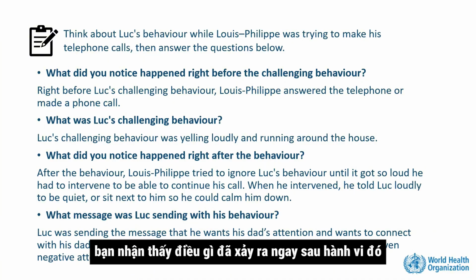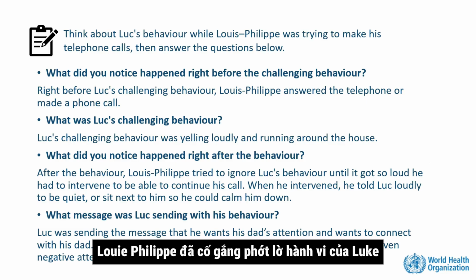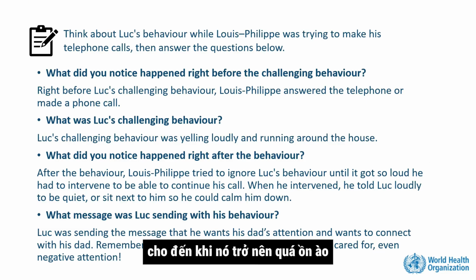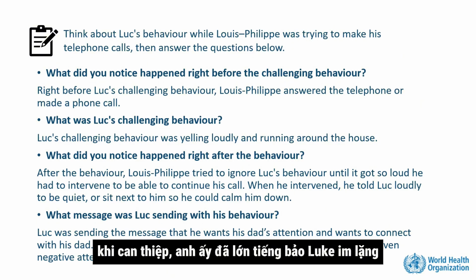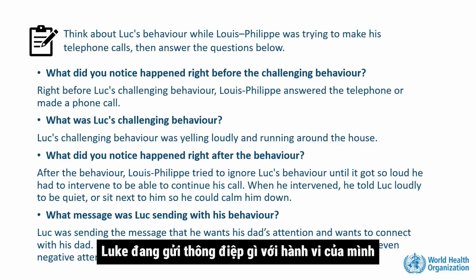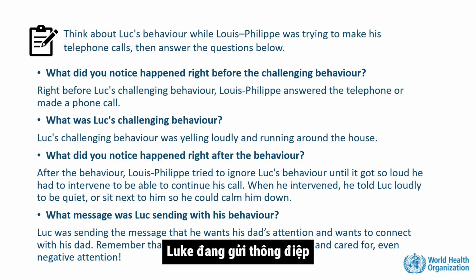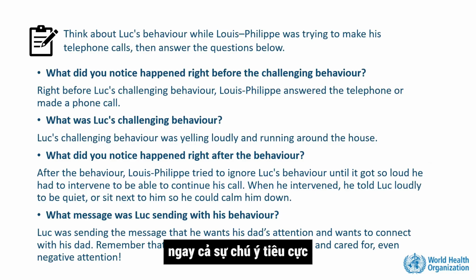What did you notice happened right after the behavior? After the behavior, Louis-Philippe tried to ignore Luke's behavior until it got so loud he had to intervene to be able to continue his call. When he intervened, he told Luke loudly to be quiet or sit next to him so he could calm him down. What message was Luke sending with his behavior? Luke was sending the message that he wants his dad's attention and wants to connect with his dad. Remember that attention helps children feel safe and cared for, even negative attention.